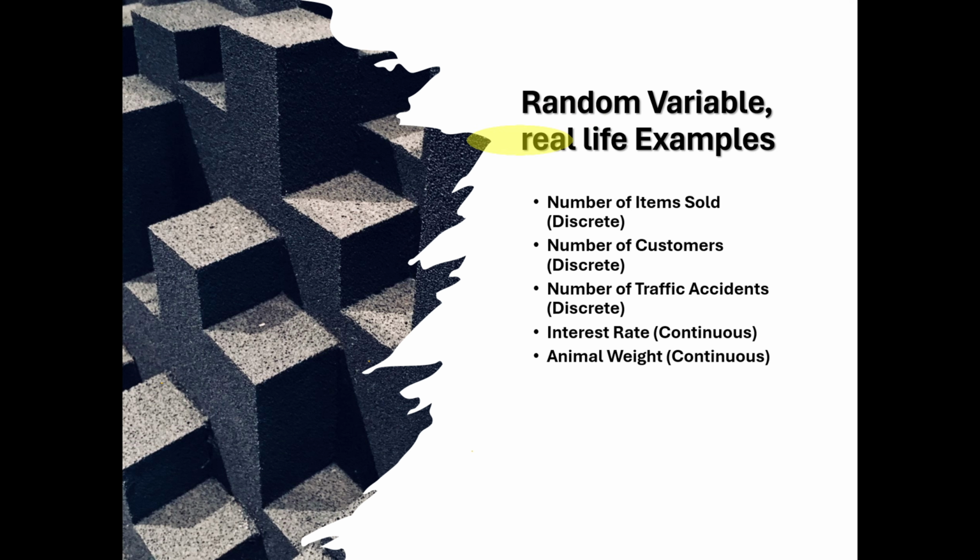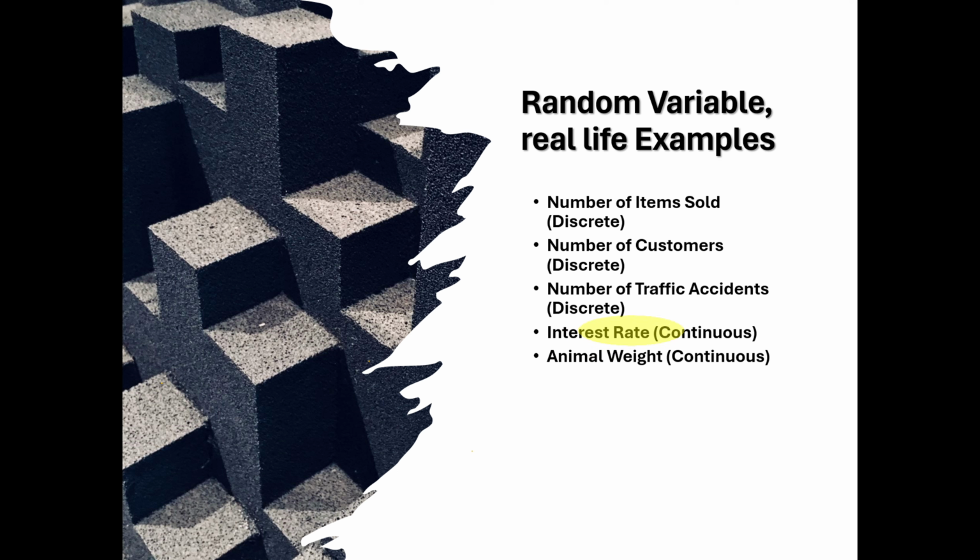A random variable in a real life example, so for example, number of items sold, that is discrete. Number of customers, that's also discrete. That cannot change. For example, number of customers shopping currently at 6 p.m. in X shopping center are 400. So the number will be 400. Number of traffic accidents on a road, 600, 500, 3, 4 is a discrete number.